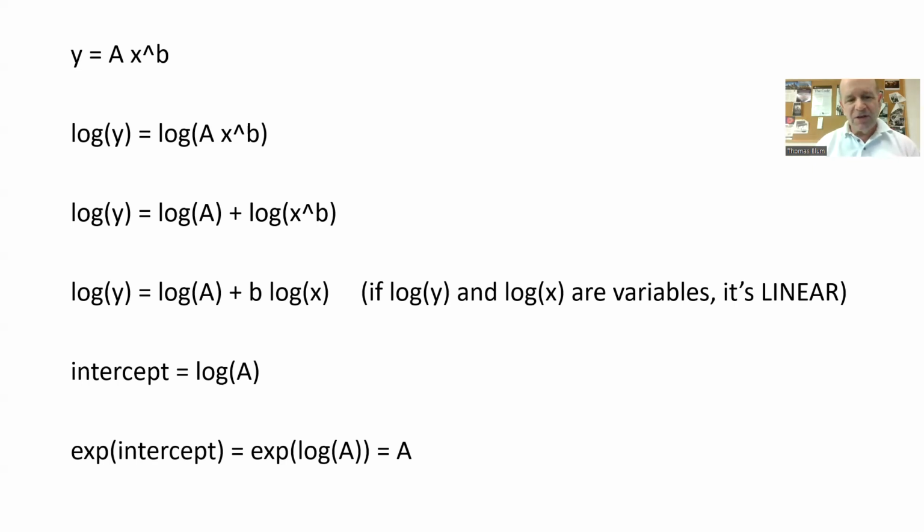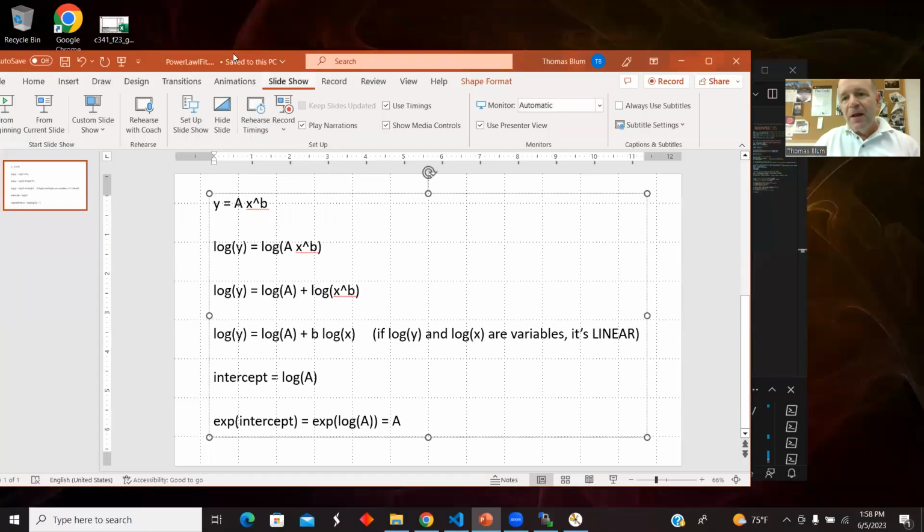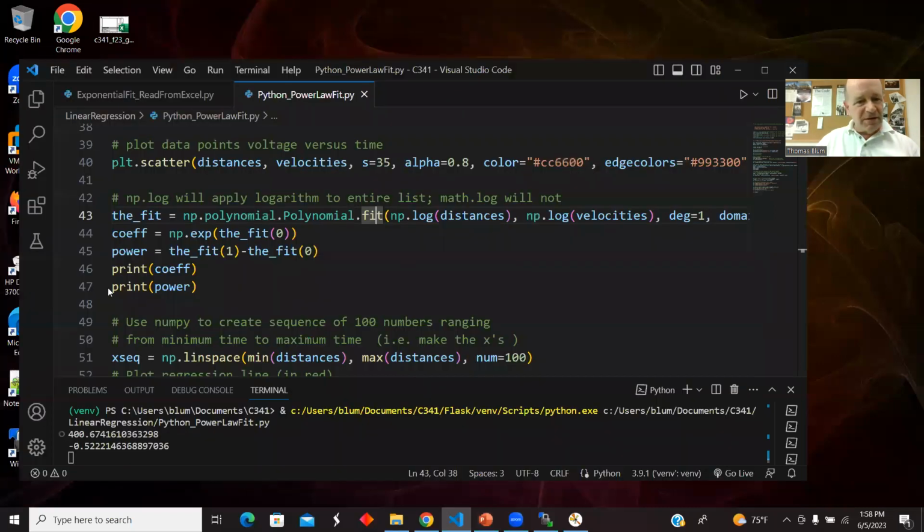And so if the intercept is log of a, then I take the exponential of both sides, and the exponential of the intercept is equal to the exponential of the log of a, and then that gives me a. So if I take the exponential function of what I find as the intercept in my fit, that will give me my coefficient a. Okay, so that's why I'm doing this.